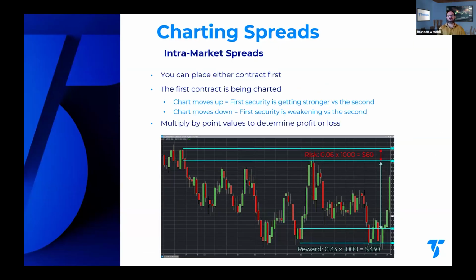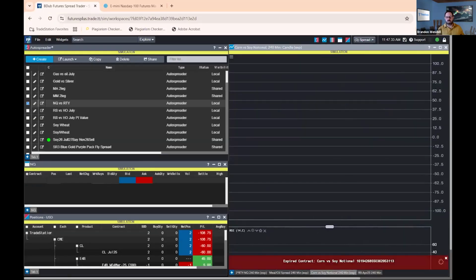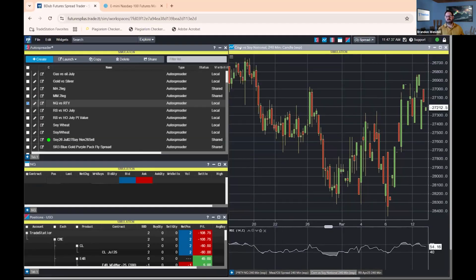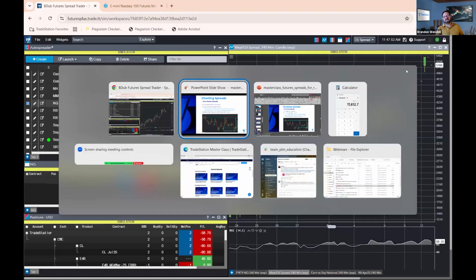So you can put whatever one you want first. It doesn't matter. Whichever one you're buying or selling, you can put it first. Typically, you put the long one first, whatever one you're buying. The first contract that you're putting on your chart is the actual one being charted. So when I go back to the charts that I created right here, for instance, I did corn versus soy. Since I had corn first, that is corn minus soy, and that's the value. Or here I have soy meal versus soy oil. Since I put soy meal first, that's the one being charted, minus the other security.